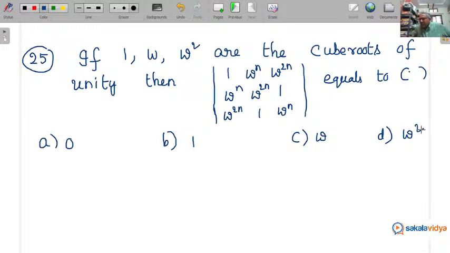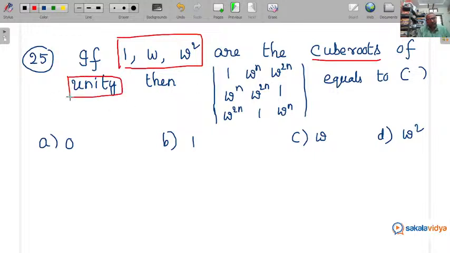So this is the question. See, 1, omega, omega square are the cube roots of unity. It's very important. That means, next, the determinant of this one we need to find out.